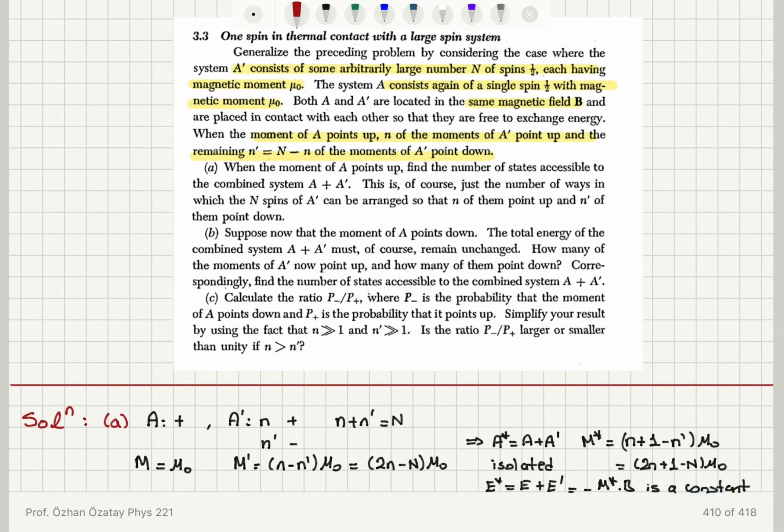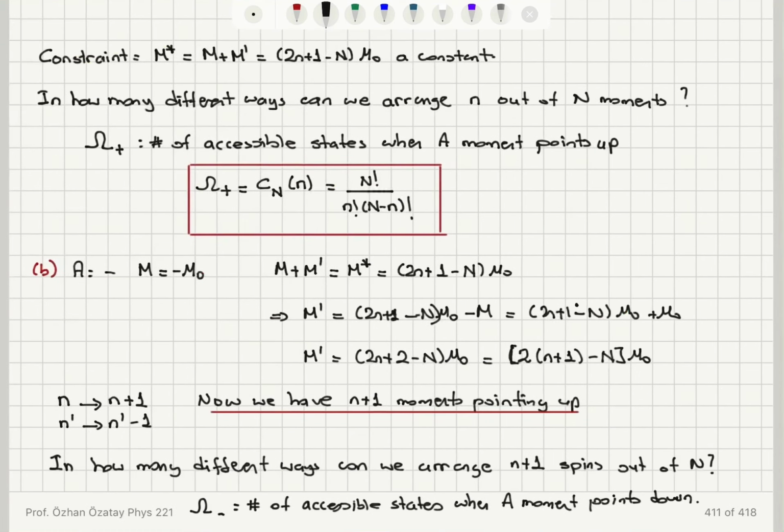So we have answered all the questions. So let's summarize. We have two systems, A and A prime. When A moment points up, A is plus, A prime has n moments pointing up, n prime pointing down. So total magnetic moment of system A is mu0. Total magnetic moment of system A prime is n minus n prime mu0 because each spin has magnetic moment mu0 in both systems. And the total system is isolated so that the total moment must be a constant because total energy must be a constant.